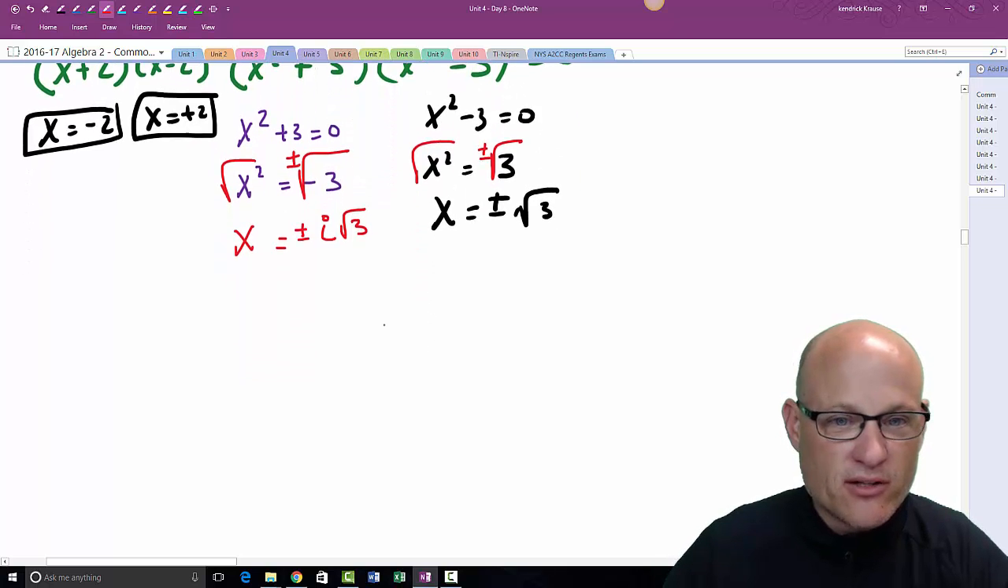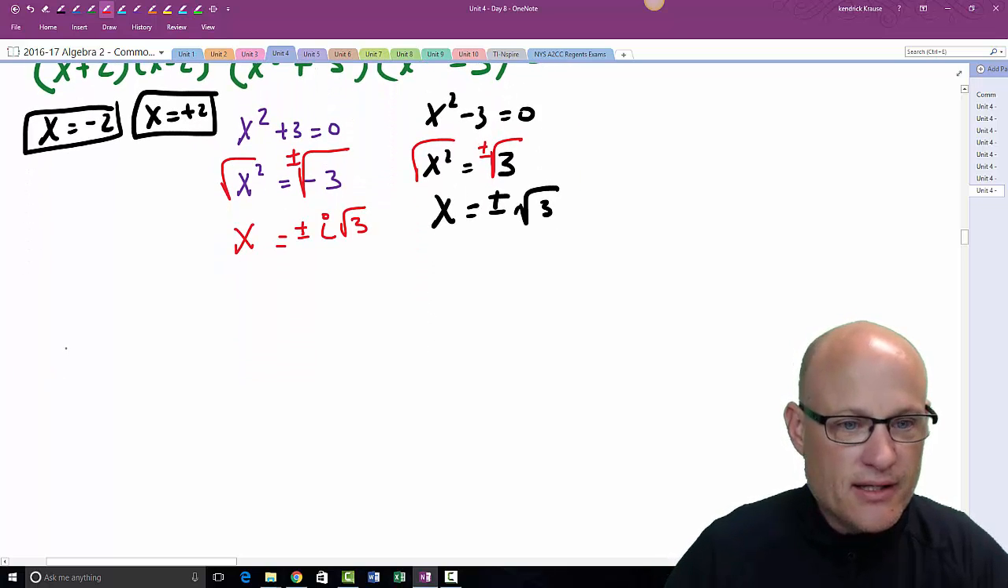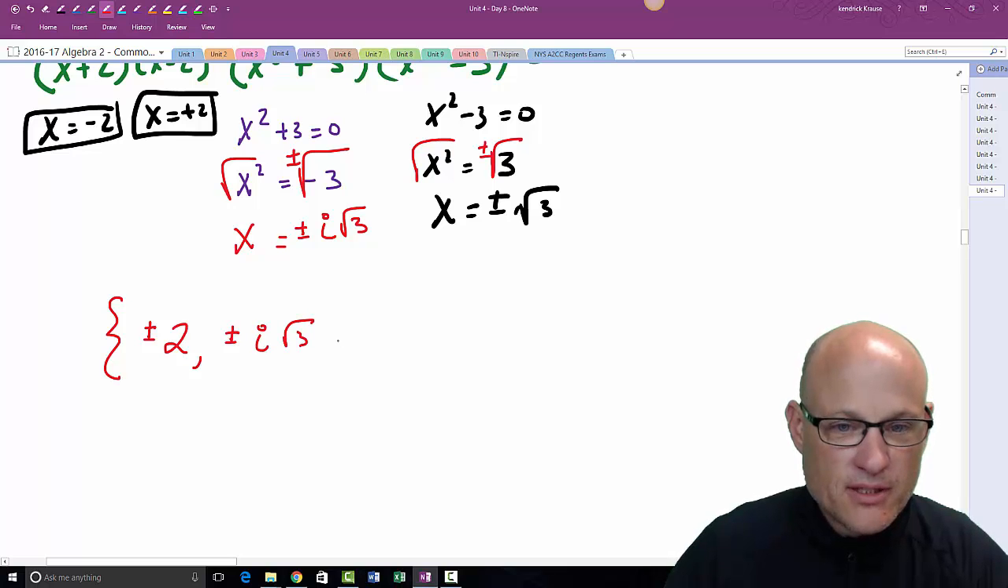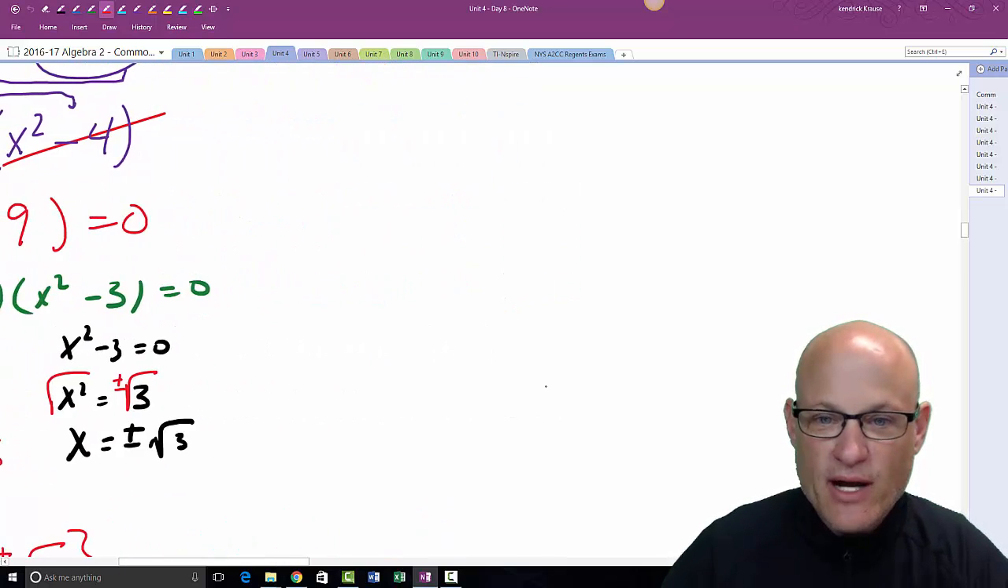All right, let's see if we can get these suckers in order. I don't even know, man. The heck with it. Let's just do it this way. Plus or minus 2, plus or minus i square root of 3, comma, plus or minus the square root of 3. That's good enough. All right, moving on. Wow, that was a lot.